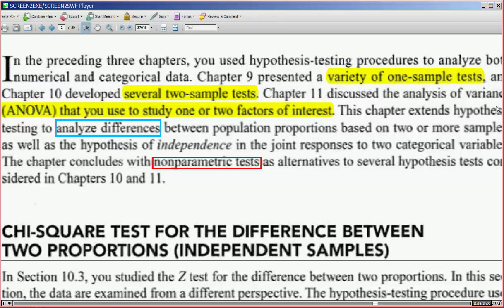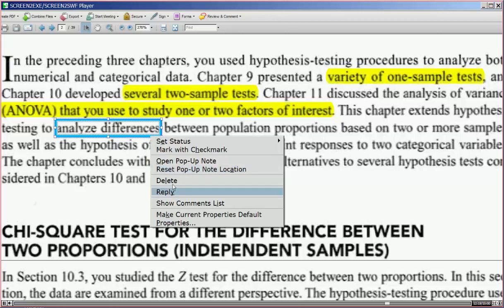And we have to think about the scenario again. We're going to have two hotels we'll be dealing with, and the guests in the two hotels will be filling out the identical survey. Okay. As well as the hypothesis of independence in the joint responses.